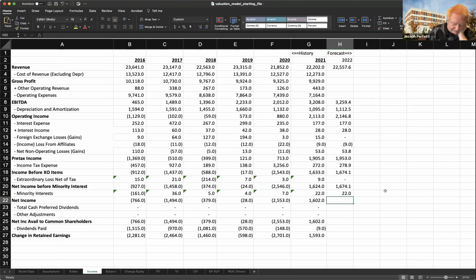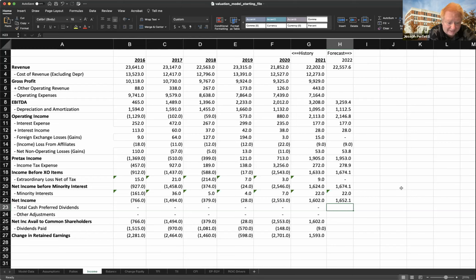And net income equals the net income before the minority interest, 1674.1, minus the minority interest of 22, gives me a total net income forecast of 1652.1. So very quickly, we have forecasted a Nokia income statement for 2022 based on those ratios of 1,652.1 million euros.